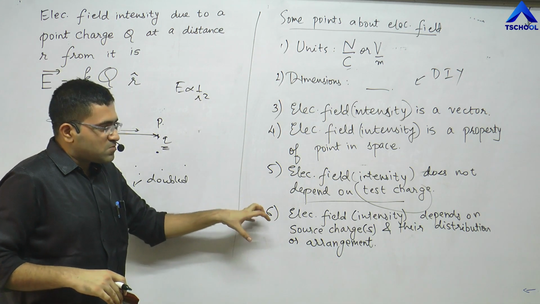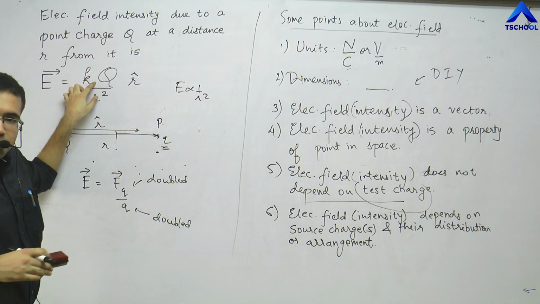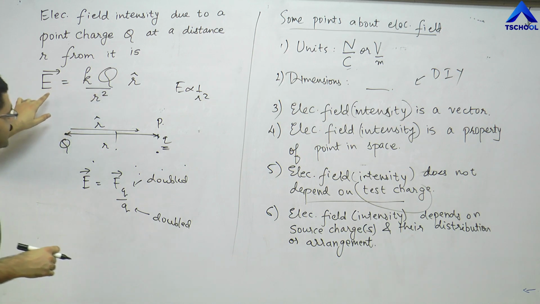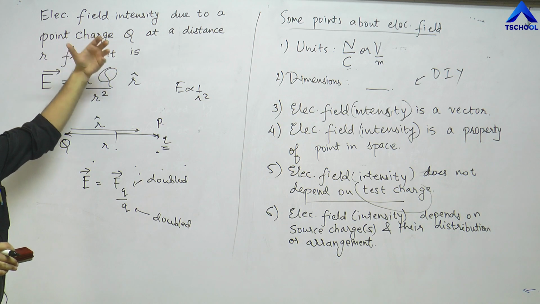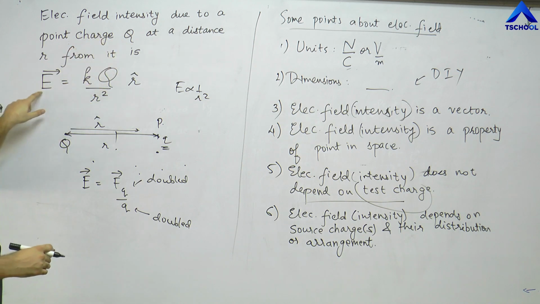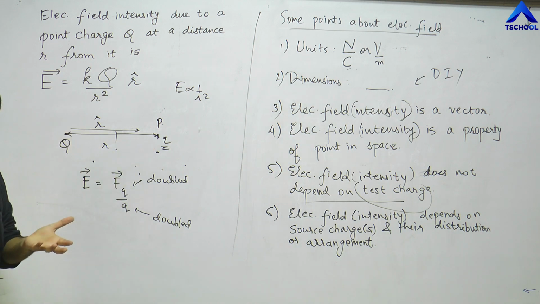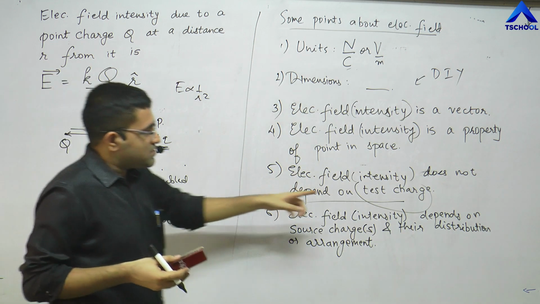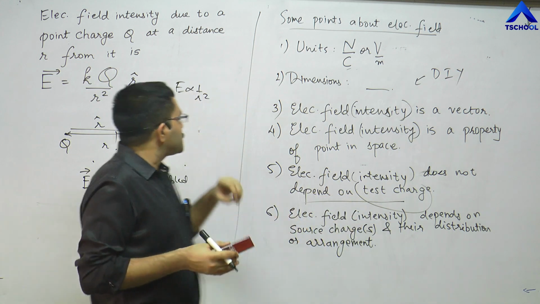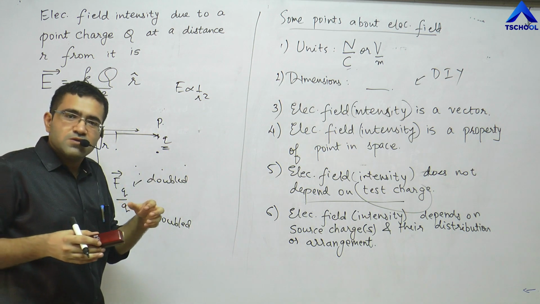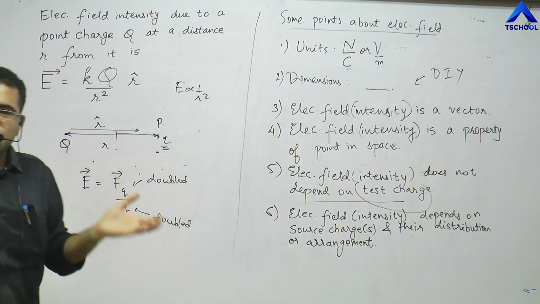But I hope you have understood that it depends on what is the source charge, right? As you can see that if this source charge was, let's say, 10 times larger in magnitude, then automatically that would make the electric field intensity at this point P 10 times, right? So the electric field intensity doesn't depend on test charge, right? You can put whatever you want over here to measure, right? But it would depend on what's creating it. Well, that's pretty natural.